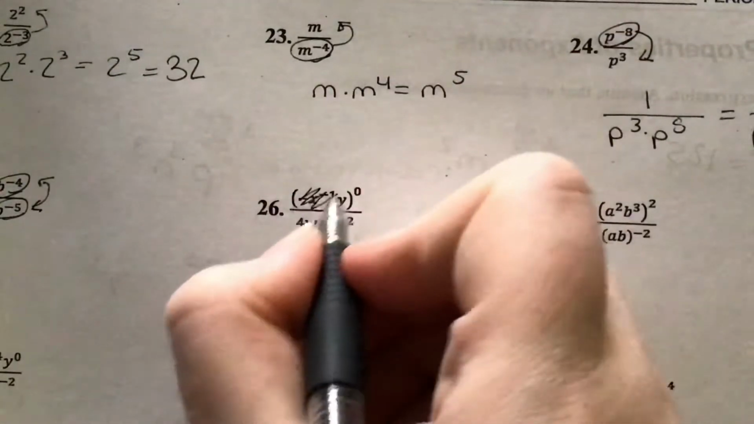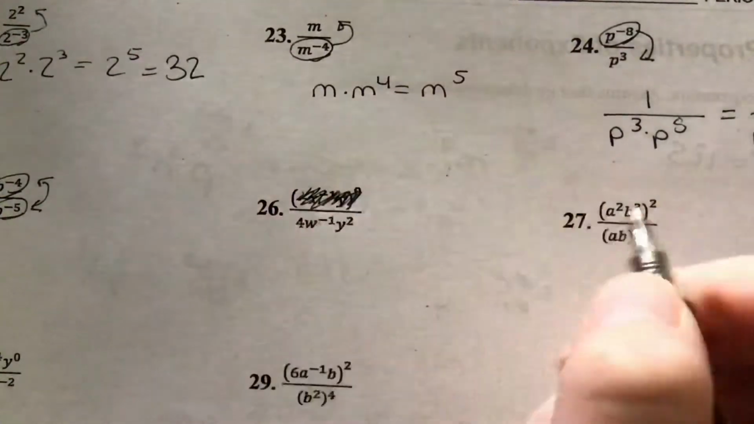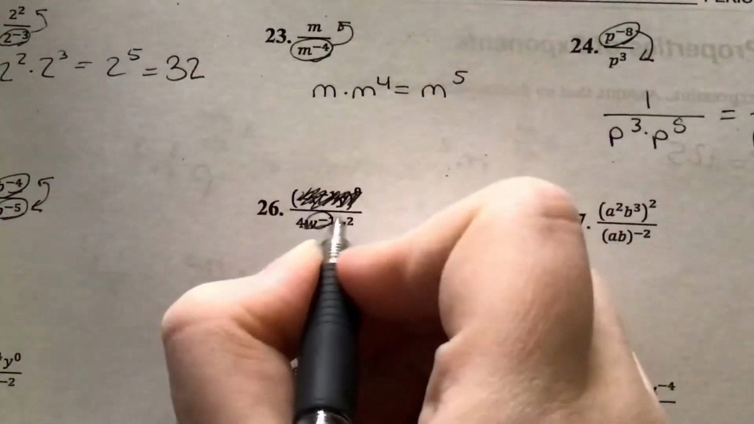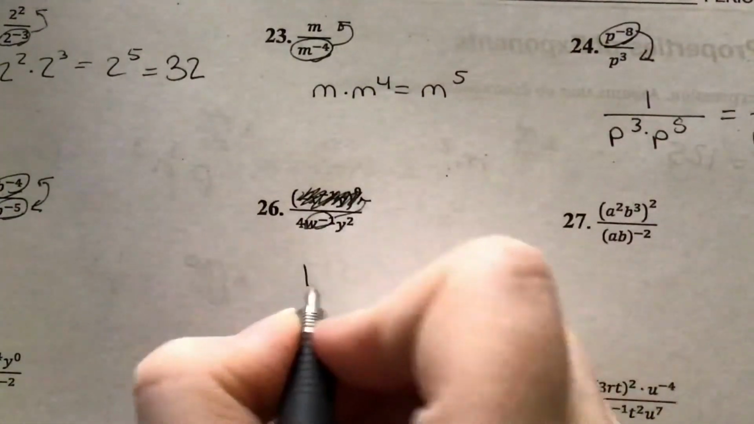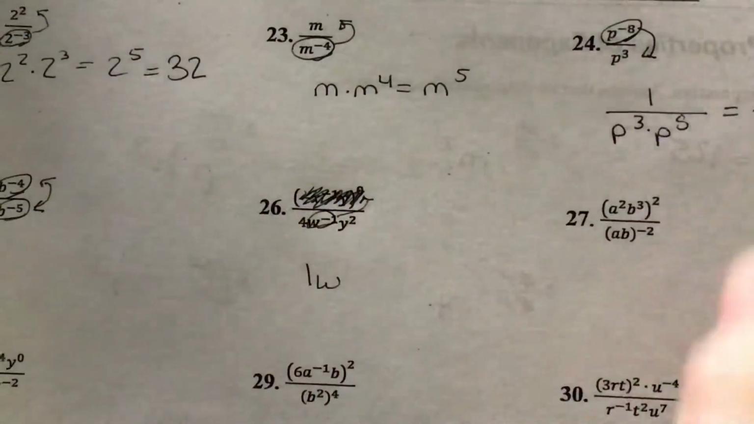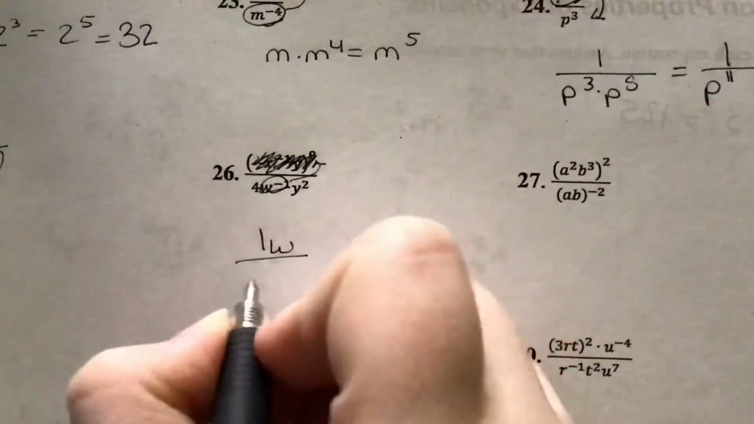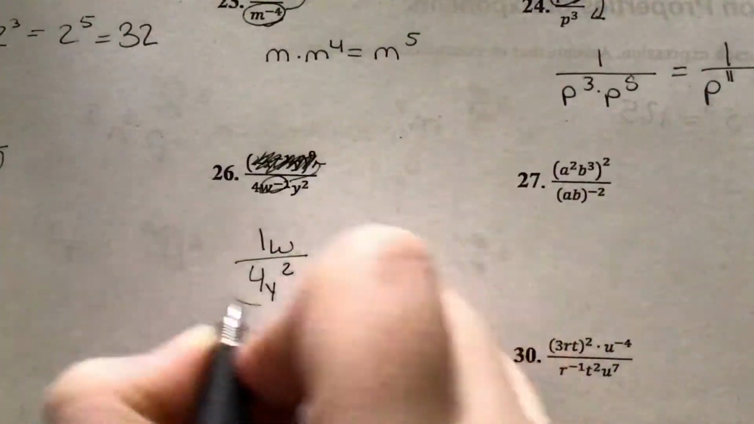26, you can get rid of the whole top because of the 0 exponent, so that's just 1, and this guy's got to move up. So 1w, was that a 1? Was that exponent 1 across? Yeah, 1w divided by 4y squared.